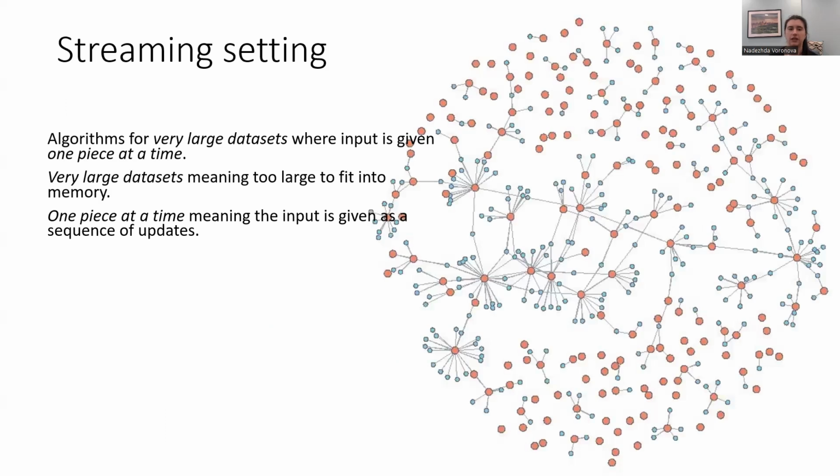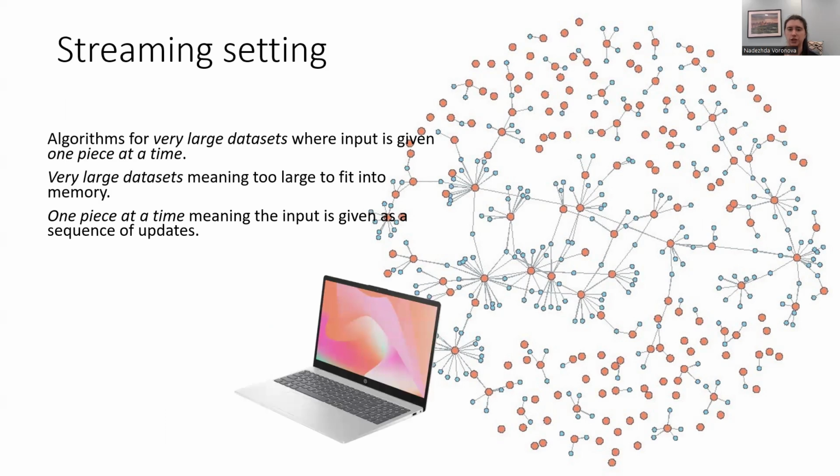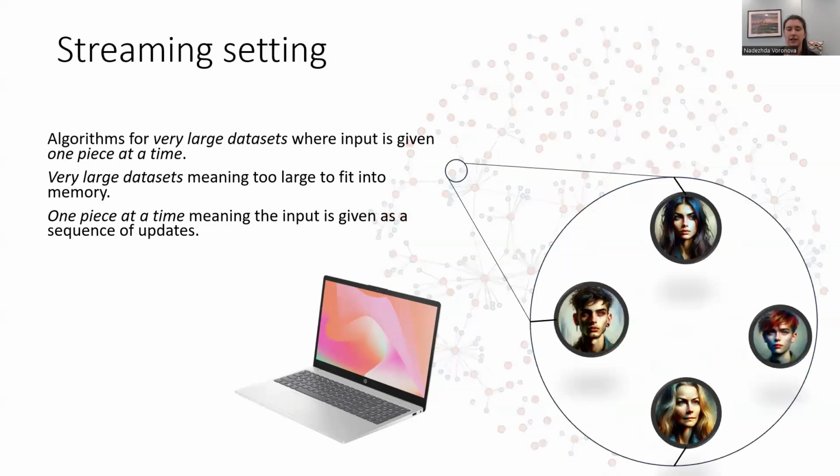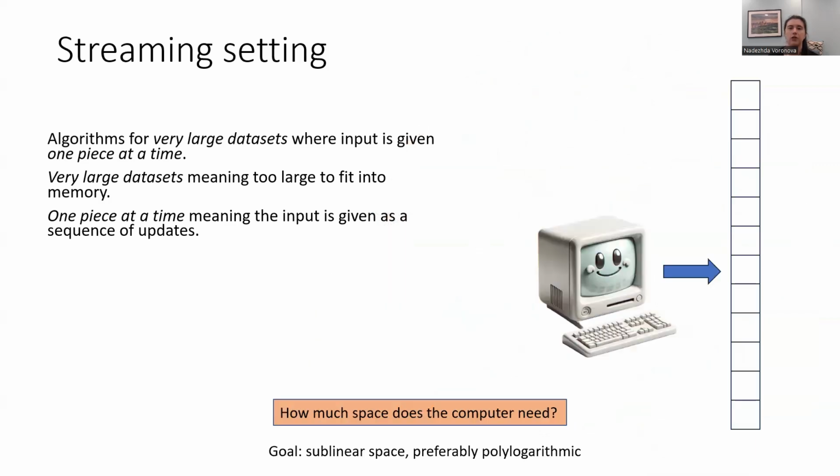For example, let's say that we are given a huge social network and restricted amount of resources, and this network has to be analyzed while getting it as a sequence of updates, like Alice is now friends with Bob, Bob is friends with Charlie, and so on. So in general, we want to analyze some kind of input that is given as a stream with restricted memory. And our goal is to design algorithms that use sublinear memory with respect to the length of the input, and preferably polylogarithmic.